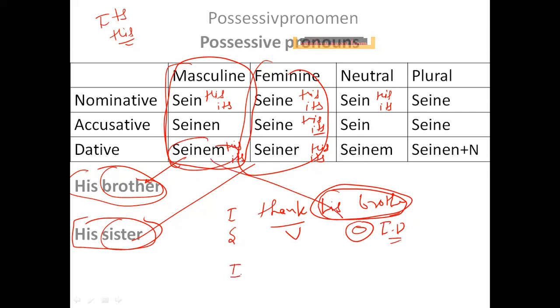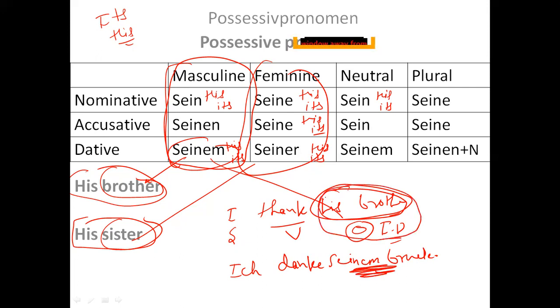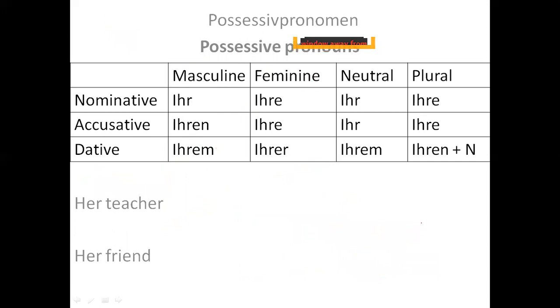I will say Ich danke seinem Bruder, right? It should be seinem. Now you need to analyze, if you are still confused what is direct object, what is indirect object, I would suggest you to revise the notes of dative verbs, right? Go and revise the notes of dative verbs. Here, next table is ihr, right?